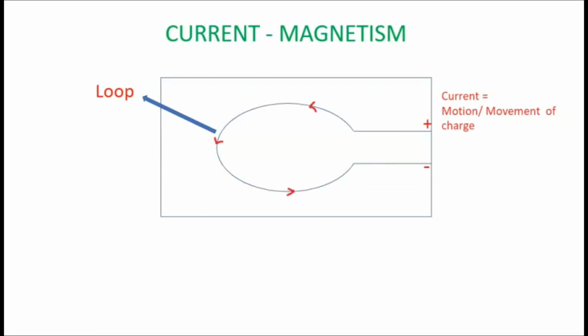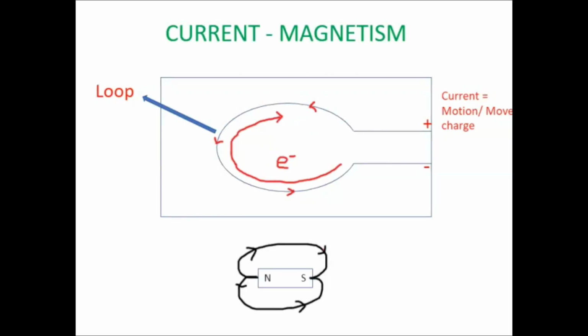There are two types of charge: positive charge and negative charge. If the negative charge, that is electron, moves, then the flow of current will start from negative and go towards positive. Similarly, if the positive charge, that is nucleus or proton, moves, then the flow of current will start from positive and go towards negative. You have a magnet that will have a north pole and a south pole. The magnetic field lines start from north and go towards south. This is the basic principle of magnetism.